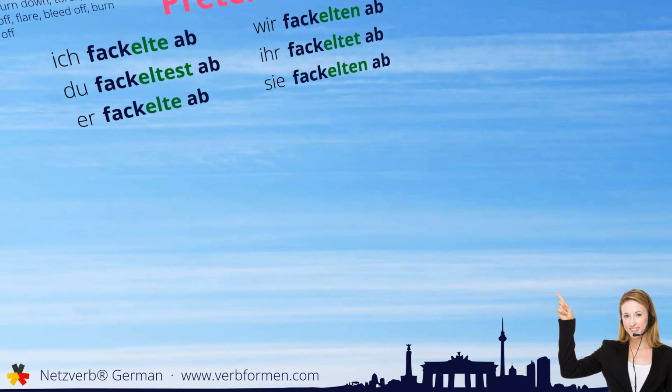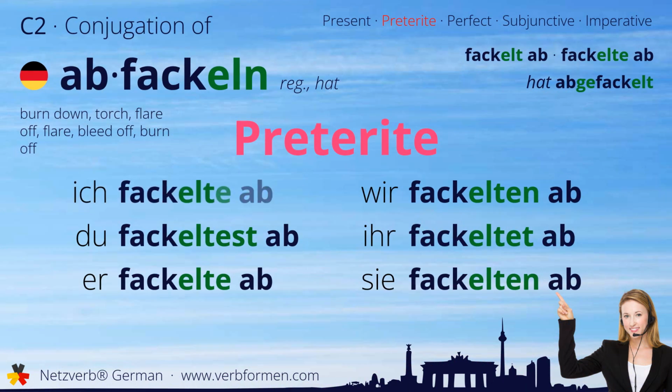Next up is the preterite. Ich fackelte ab. Du fackeltest ab. Er fackelte ab. Wir fackelten ab. Ihr fackeltet ab. Sie fackelten ab.